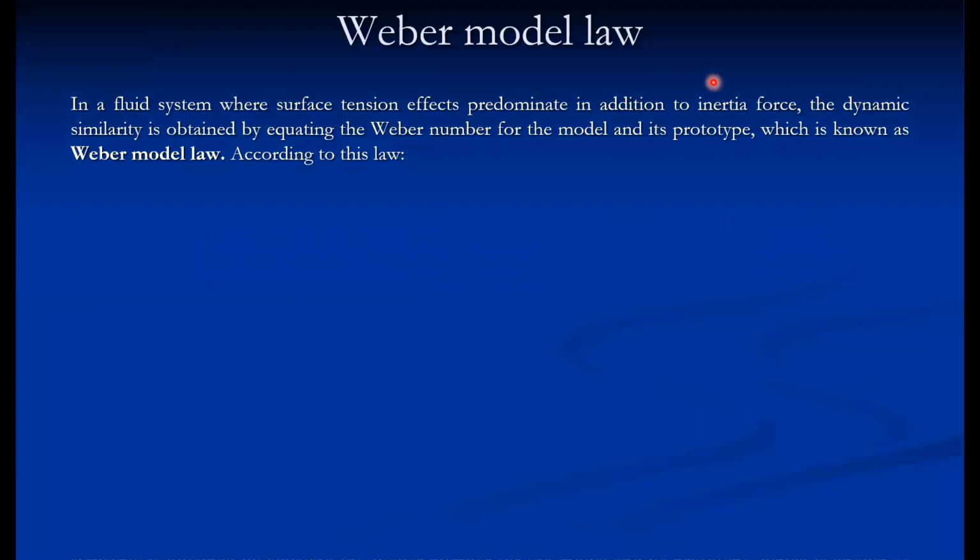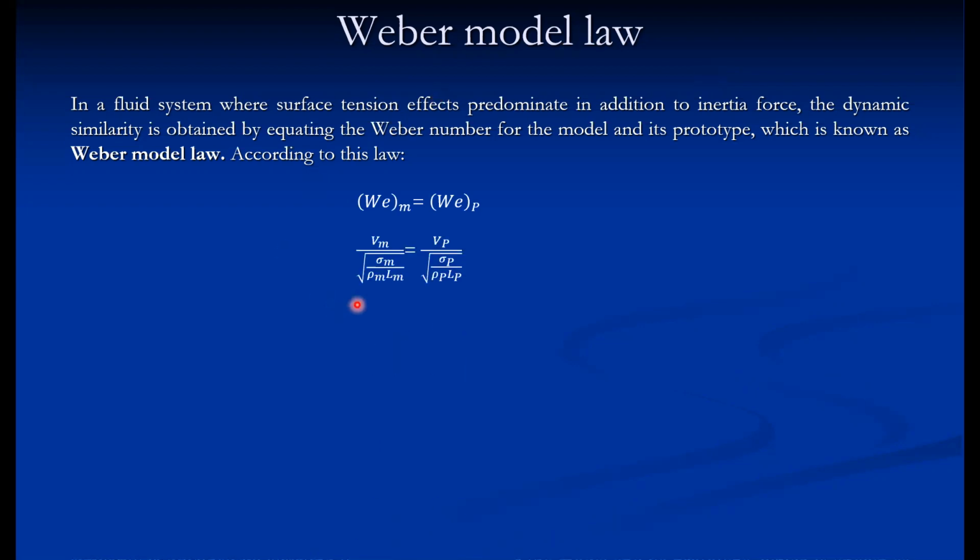In a fluid system where surface tension effects are predominant in addition to the inertia force, the dynamic similarity is obtained by equating the Weber number for the model and its prototype, which is known as the Weber model law. So the Weber model law is generally applicable where the surface tension effects are taken into account. According to this law, the Weber number of the model is equal to the Weber number of the prototype.